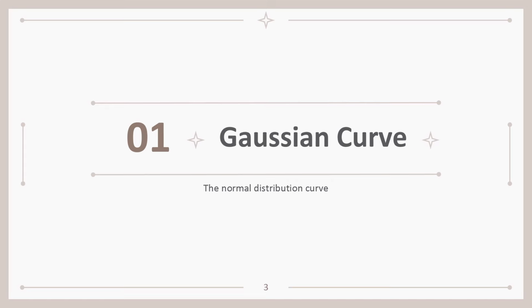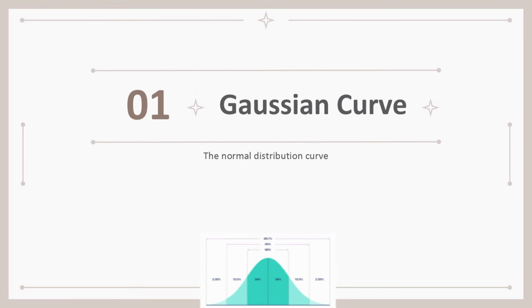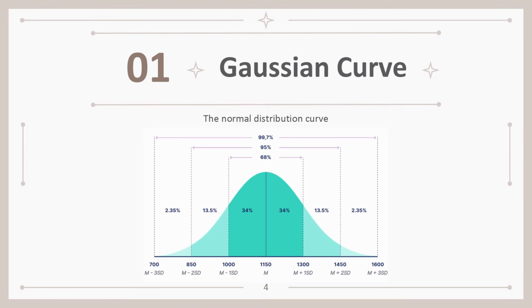So your Gaussian curve is otherwise known as the normal distribution curve, and it has the following properties. First, you have the mean at the center. So let me just pull out my pen here. So you have the mean at the center, you have your mode at the peak, and you have a median that bisects the whole thing.